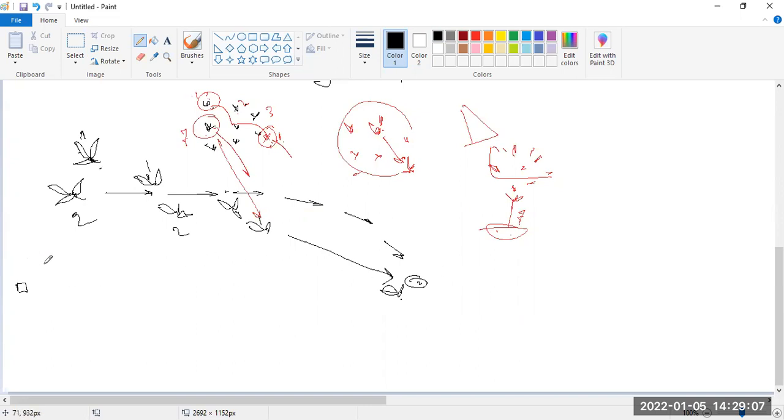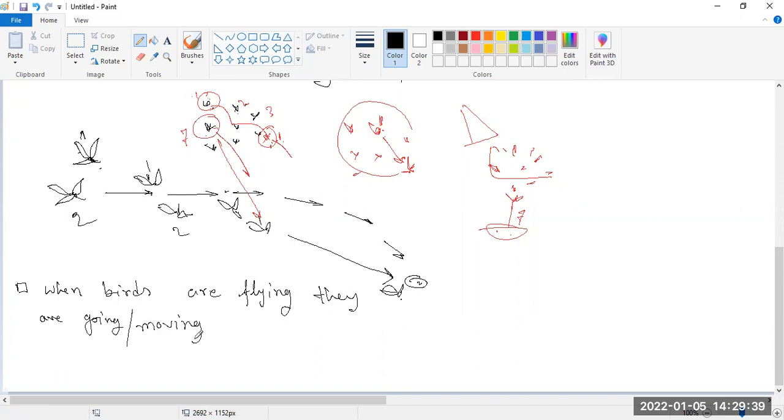Otherwise, this statement is not available everywhere. So when birds are flying, they are going or moving, whatever you may say, or changing their position in the same direction.